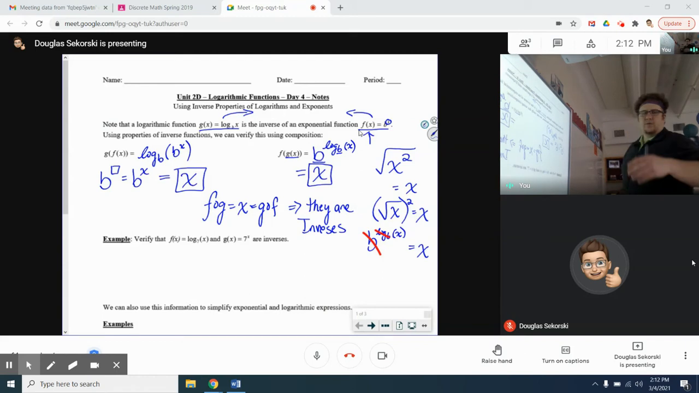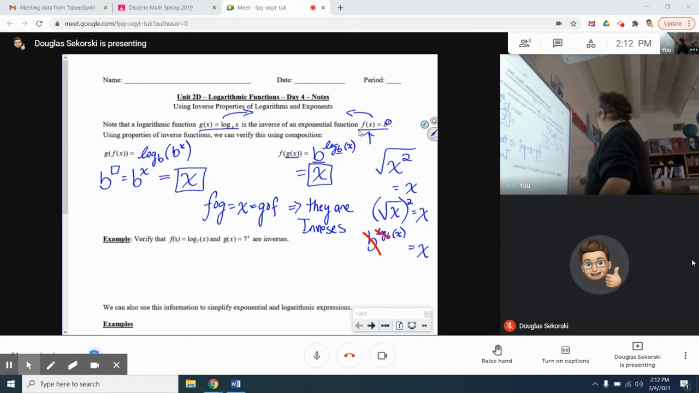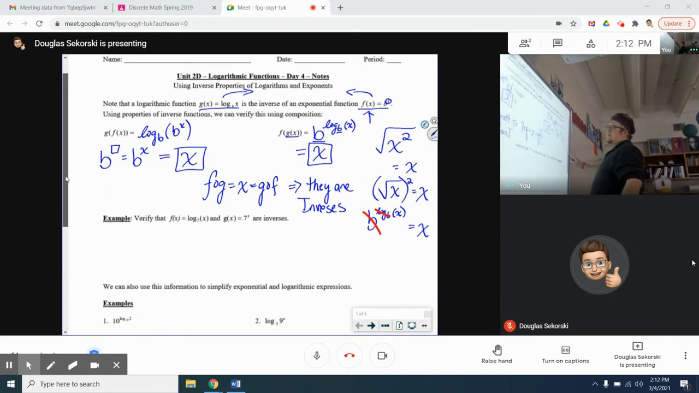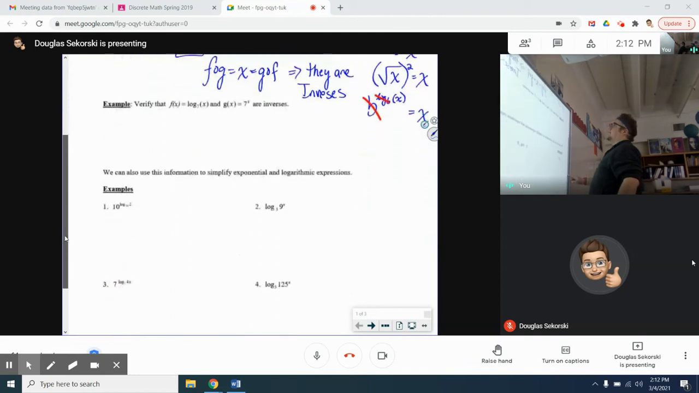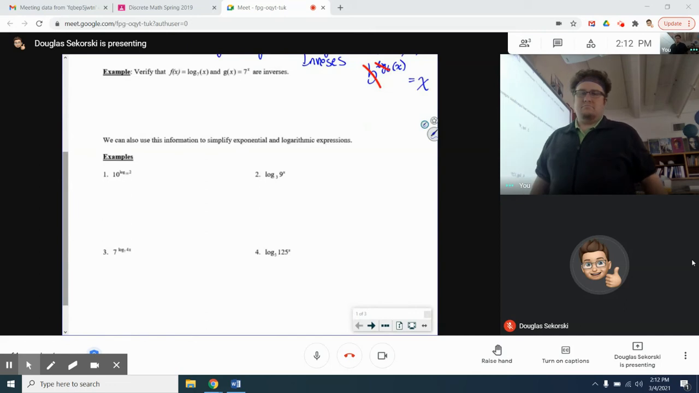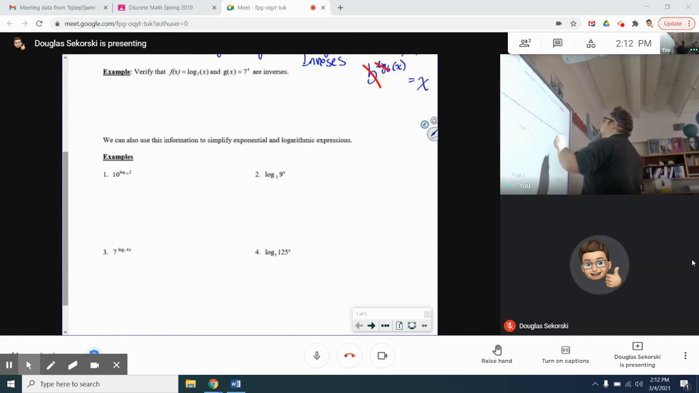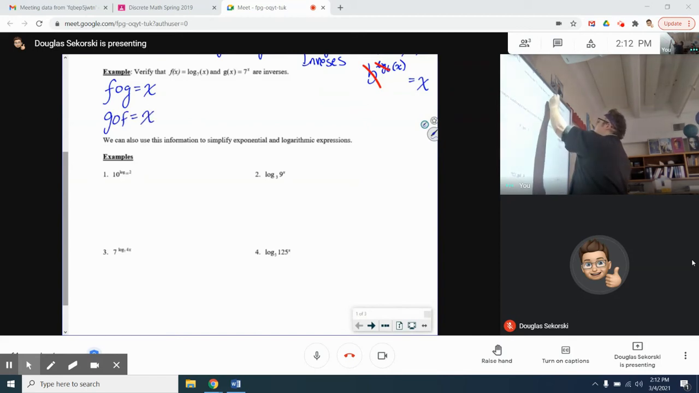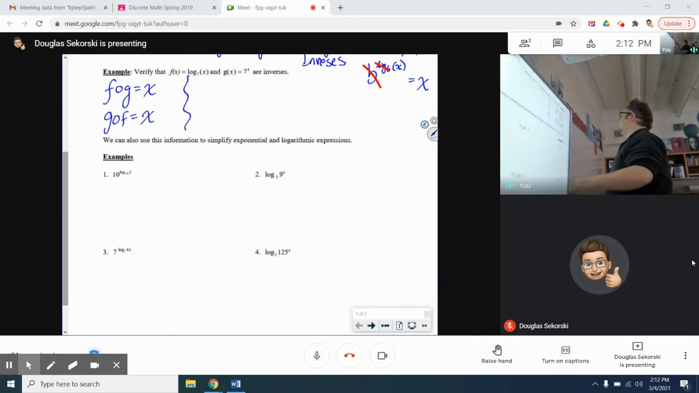So, and of course, if you need to pause and recopy any of that, you can do that. We're going to move on to the next example that asks us to verify that log base 7 of x and 7 to the x power are inverses. So to verify inverses, we're trying to prove that f of g equals x, and then we're also trying to prove that g of f equals x. So we're going to look to do that here.